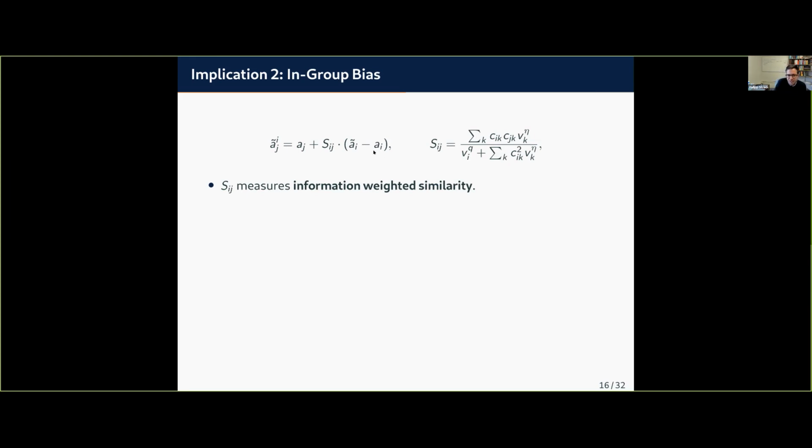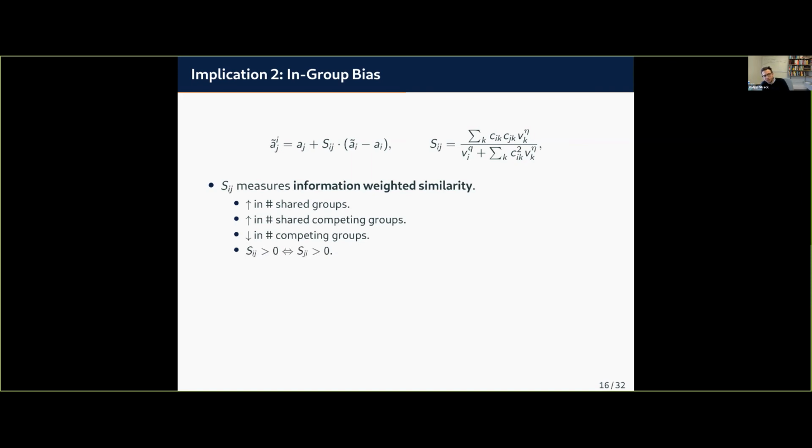And Sij is something which we kind of termed information weighted similarity. It increases in the number of groups I share with person J. So if we have many characteristics in common, then Sij will be larger. And if we have more common competing groups, then it will also be larger. It will be smaller if we are competing with each other. So if I'm competing with person J, then I will perceive person J as less similar.